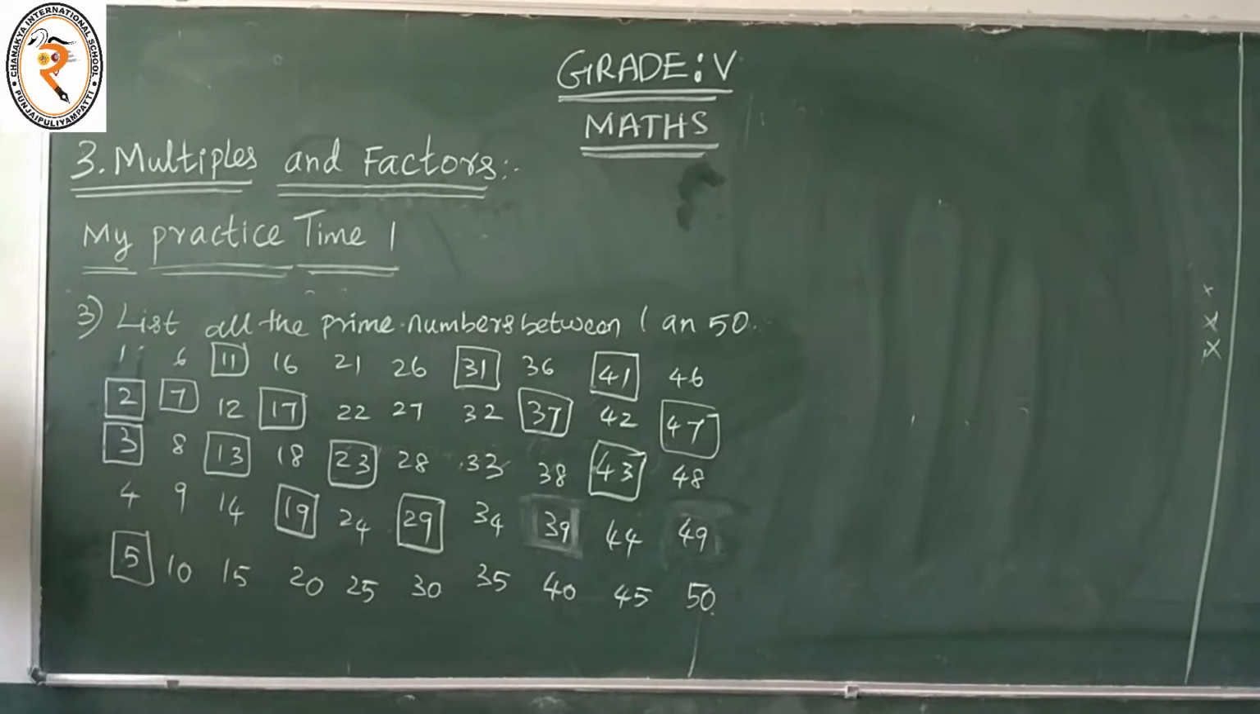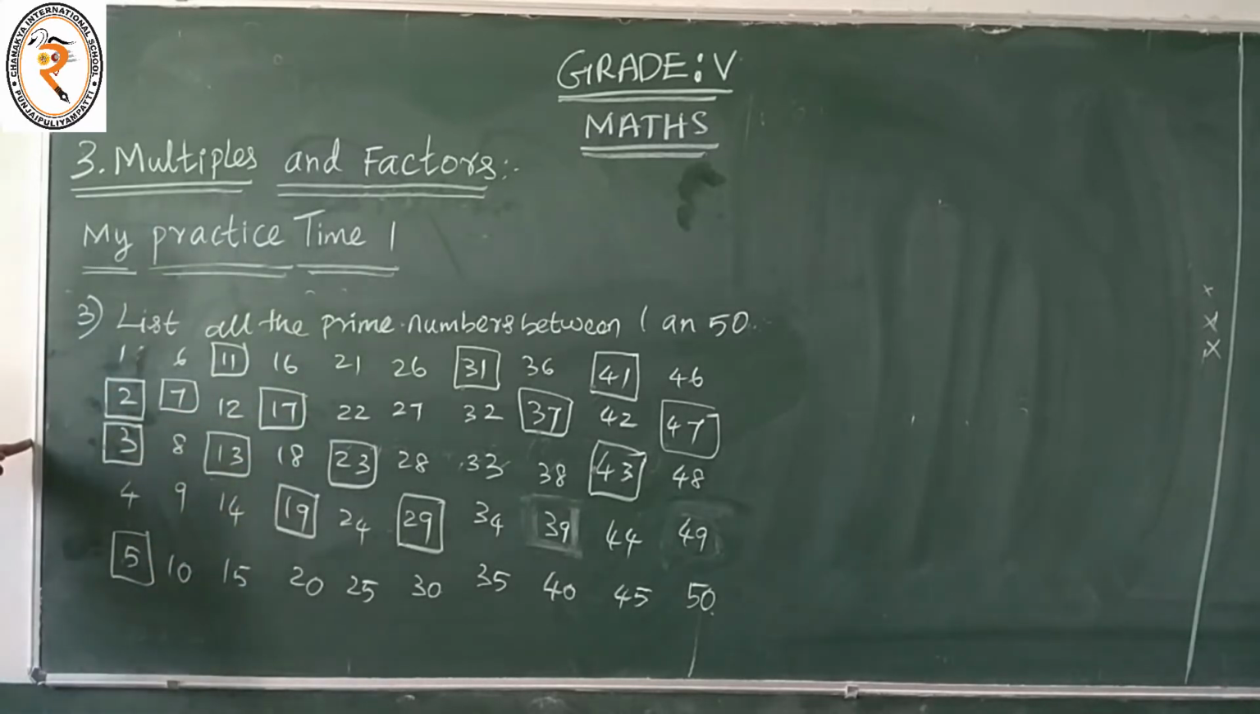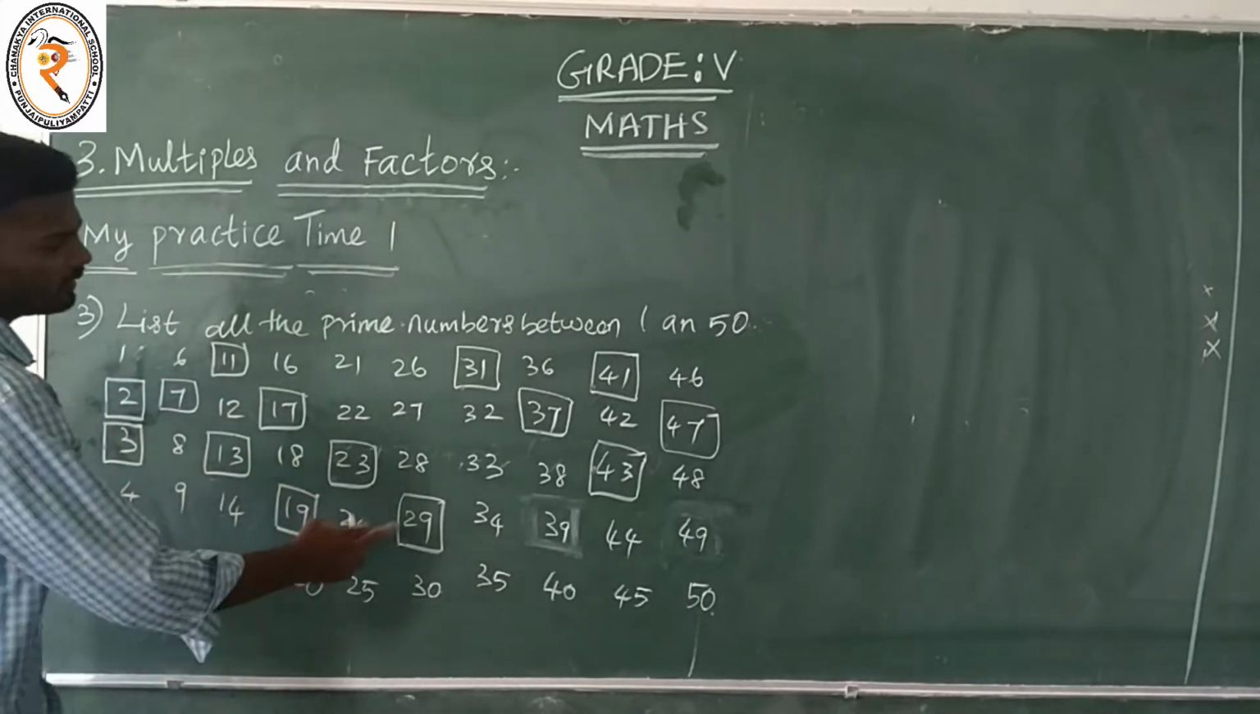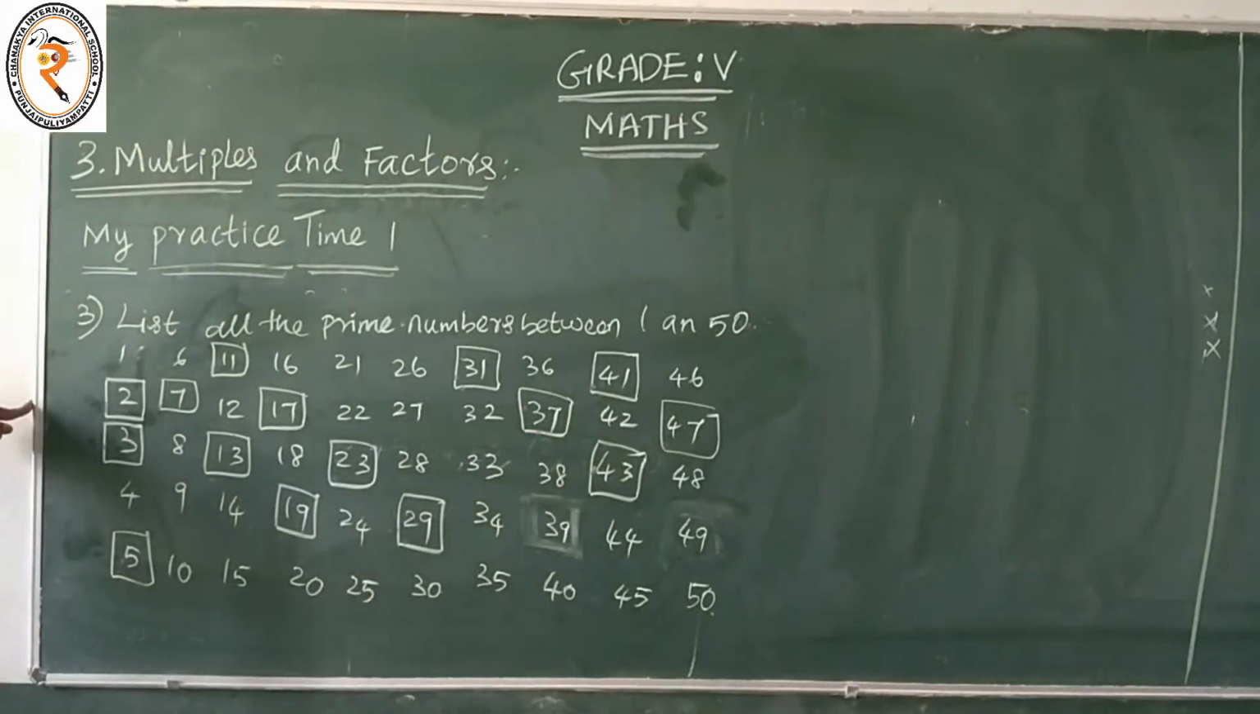1 is neither prime nor composite. It is called not a prime and not a composite number. And 2 is the only even prime number, and then 3, 5, and so on up to 47. Counting them all, there are 15 prime numbers. So what is a prime number and what is a composite number?